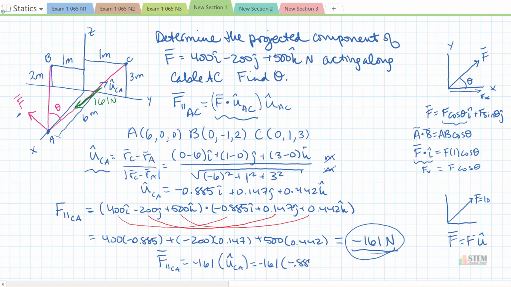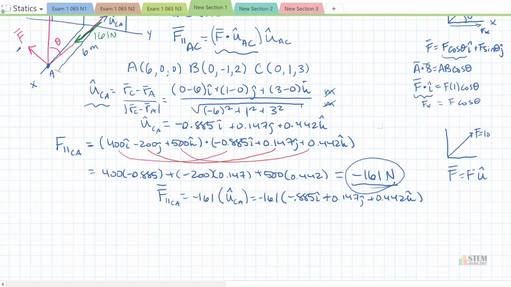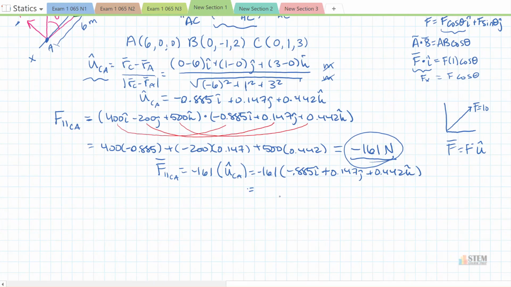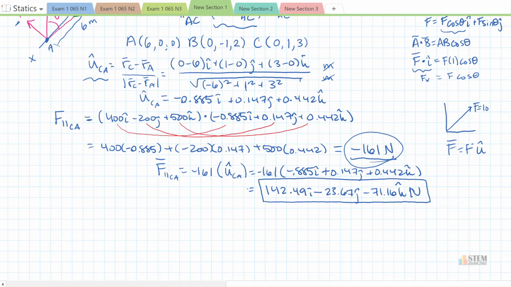So let's write all that out. And almost done. Okay, so now for this one we just go through and multiply the three terms by 161. And if we do that, we're going to get 142.49i, whoops, should be a minus 23.67j, and then finally negative 71.16k, and that's going to be newtons. Okay, so that is the vector form of the projected component of F on cable AC.